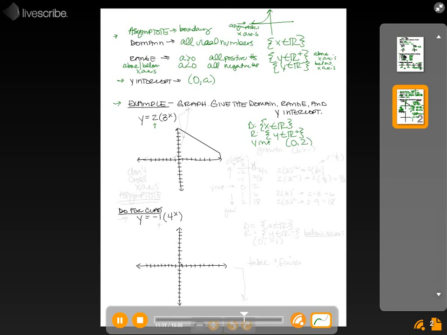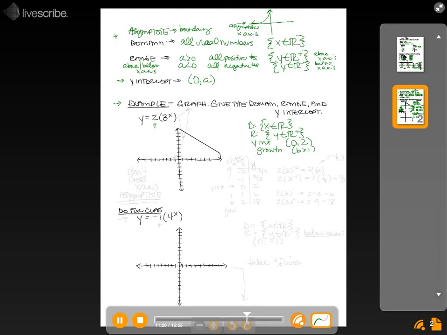Now since this is above the x-axis and a is positive, we look at b now. B is 3. This means it's going to be growth because b is greater than 1. And a was greater than 1.